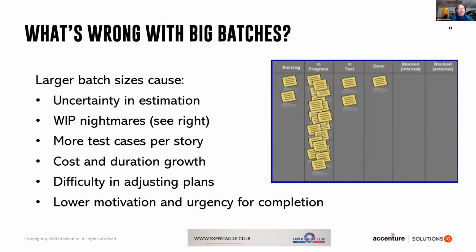Big work means more test cases per story, more variation on the functionality in the unit of work means more testing. Also, bigger work means longer duration. Longer duration means bigger cost. You will notice, if you've ever planned, that it's easier to plan and adjust plans when the things that we're adjusting are smaller rather than bigger. And with big batches, we have lower motivation and urgency for completion because of those really super long feedback cycles.